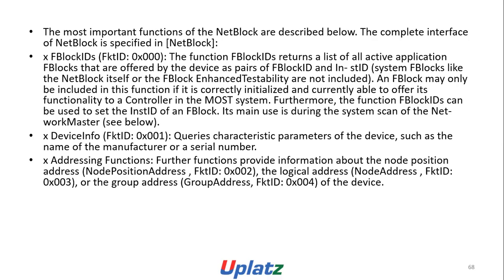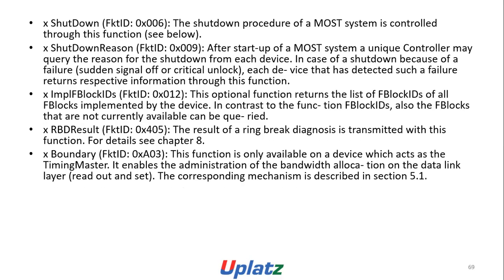Device Info, FKT ID 0x001, queries characteristic parameters of the device, such as the name of the manufacturer and the serial number. Addressing functions: further functions provide information about the node position address, FKT ID 0x002, the logical node address, FKT ID 0x003, and the group address, FKT ID 0x004, of the device. Shutdown, FKT ID 0x006: the shutdown procedure of the remote system is controlled through this function.